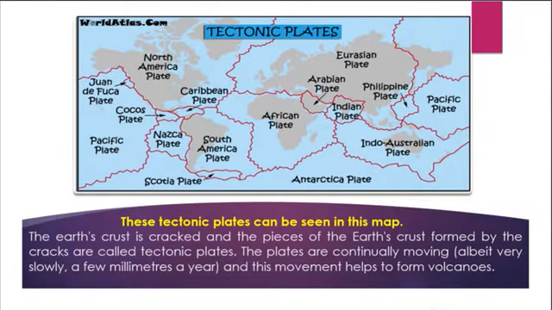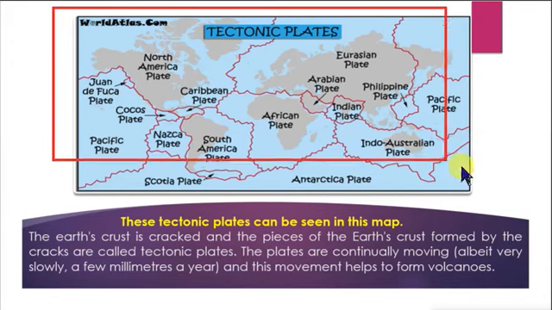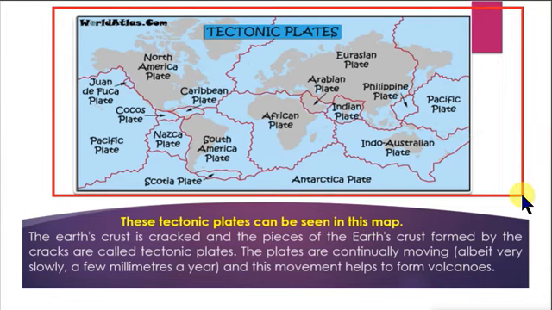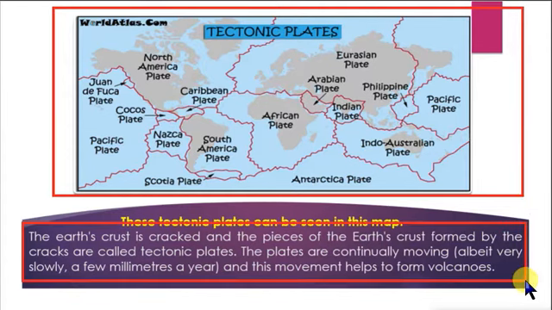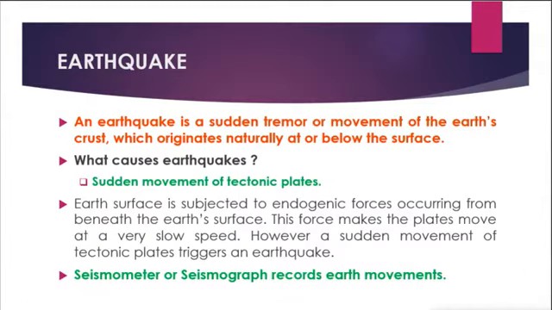Here on the above map, you can see the diagram of tectonic plates on the earth's surface. The earth's crust is cracked, and the pieces of the earth's crust formed by the cracks are called tectonic plates. The plates are continually moving, albeit very slowly, a few millimeters a year, and this movement helps to form volcanoes. The tectonic plates' movement sometimes creates earthquakes. Now let me explain how this happens.